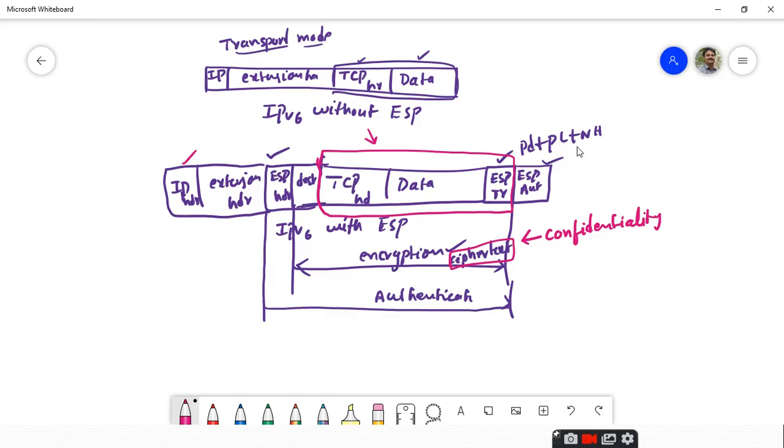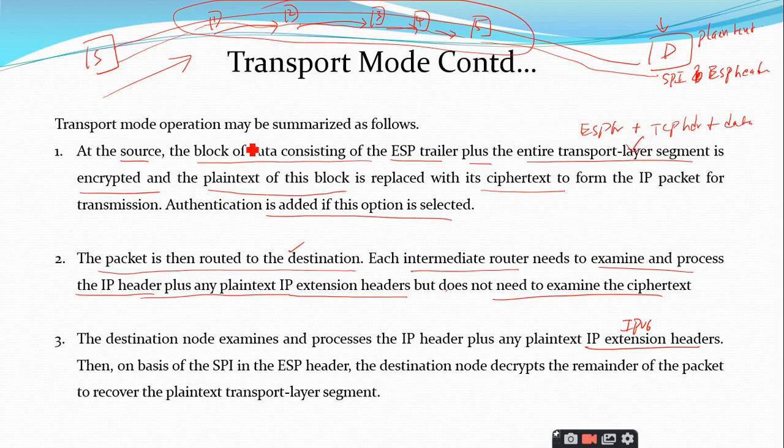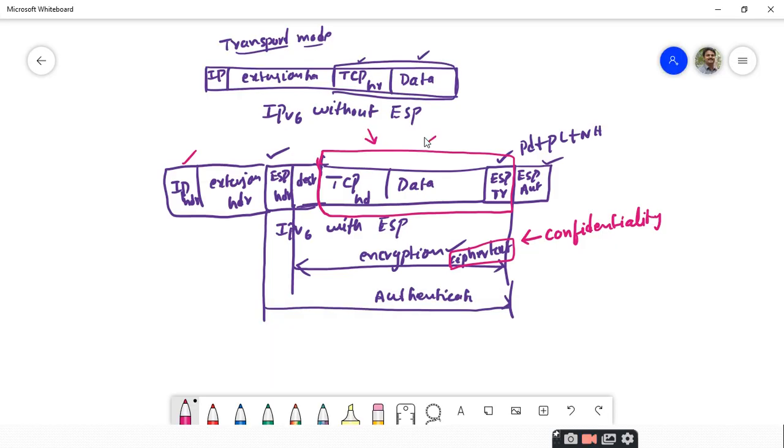So, this is what happens here. That is what we have discussed for the last few minutes. At the source, it is going to add the TCP header, and it is going to add the ESP header and ESP trailer, and it is encrypted. It is entirely converted into the ciphertext, and above this we are adding the IP header. So, during transmission, the different routers are going to examine the IP header only. They are not going to touch the internal part. Why? Because it is encrypted. That is how we are providing the confidentiality service.